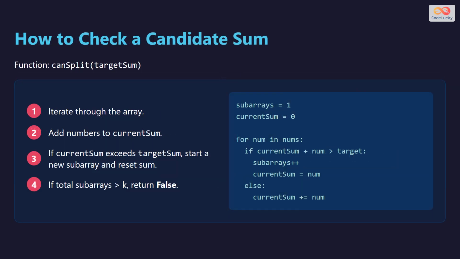The core of our solution is a check function. Given a candidate maximum sum, can we split the array into k or fewer parts? We do this greedily. We iterate through the array, adding numbers to a current bucket. If adding a number would exceed our target sum, we close that bucket and start a new one. If we end up needing more than k buckets, our candidate sum was too small.